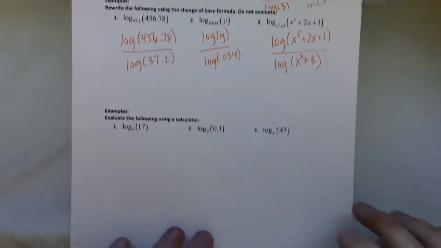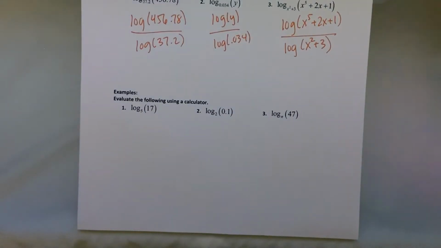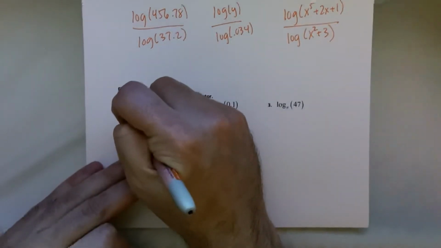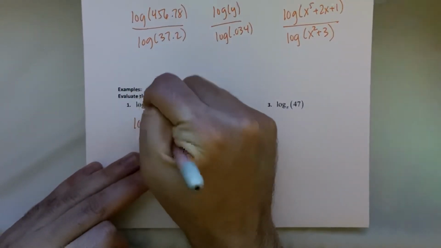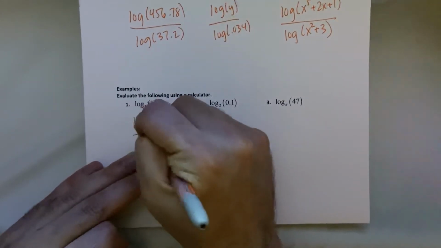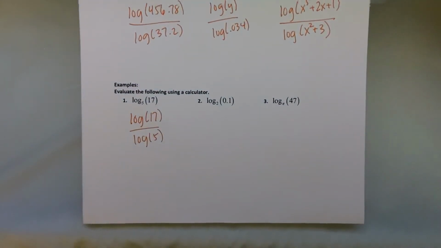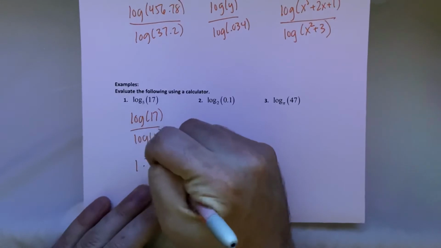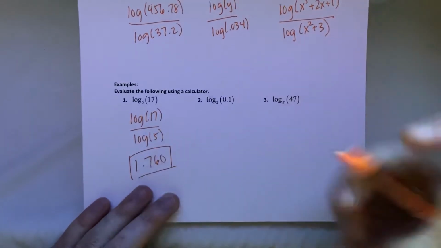Now, examples where this is useful. Evaluate the following using a calculator. Log base 5 of 17. Obviously, you don't have a log base 5 button in your calculator, but you know that you can do log of 17 over log of 5, and this allows you to use the buttons that you have in your calculator. So what is the log of 17 divided by the log of 5? It's 1.76.